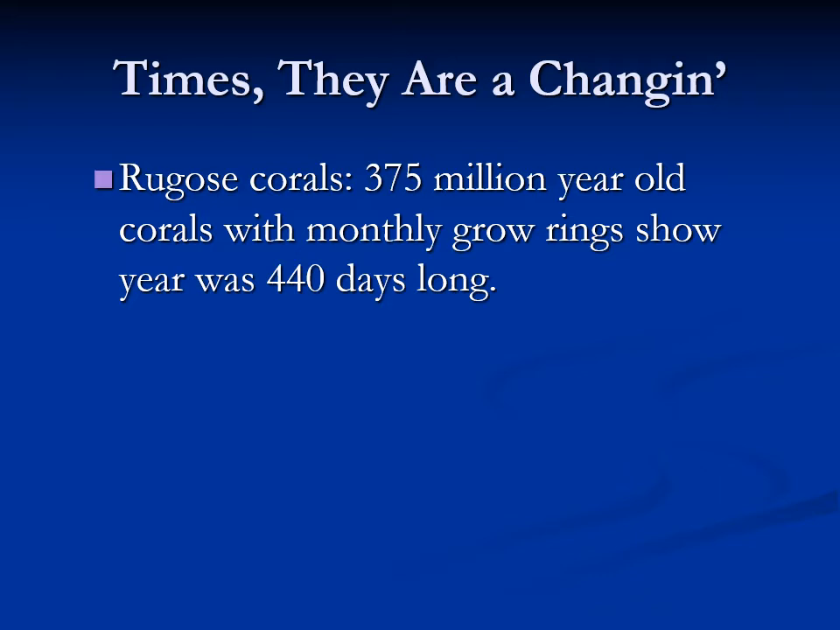375 million years ago, we had corals that had monthly growth rings. And what scientists were able to calculate is that a year, 375 million years ago, was actually 440 days long. So why would that be? Well, we had much shorter days back then. It didn't take us as long to rotate once upon an axis.